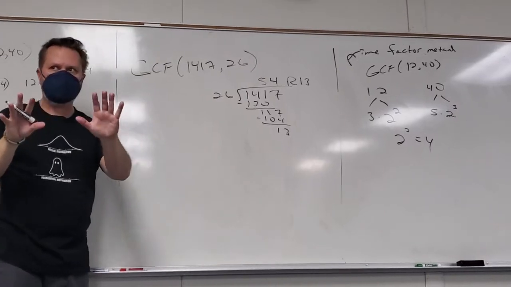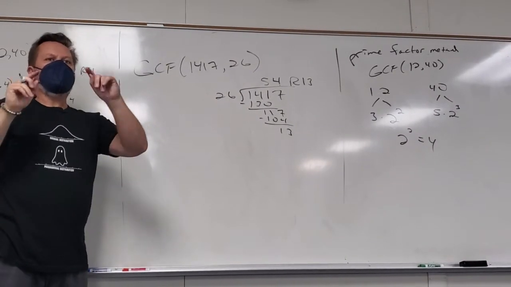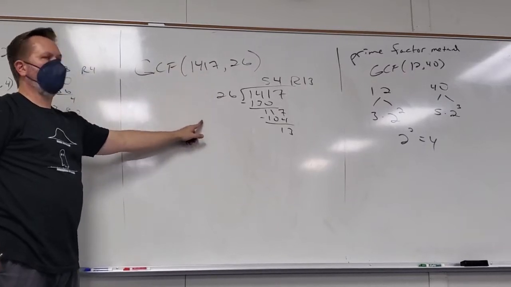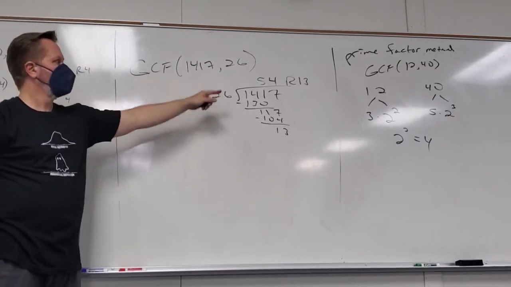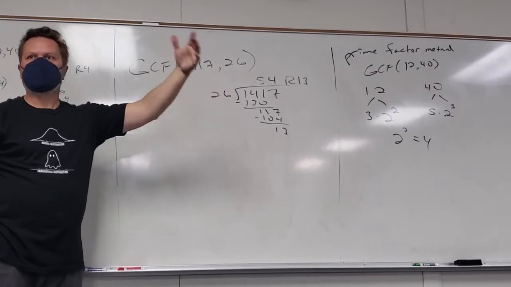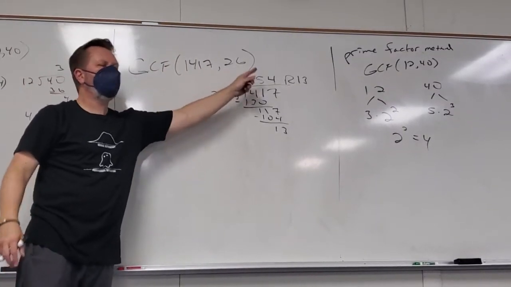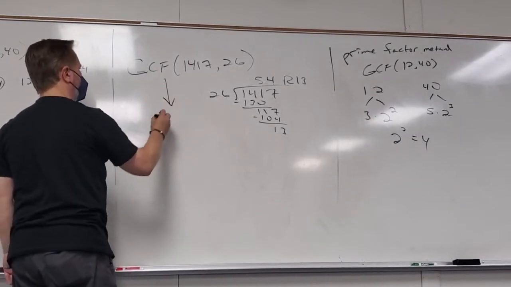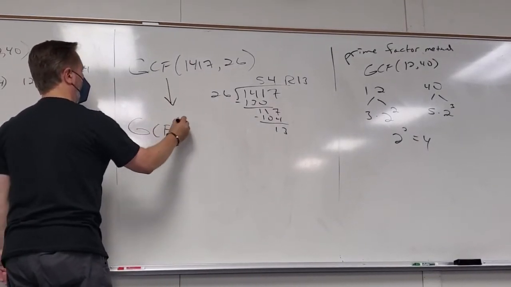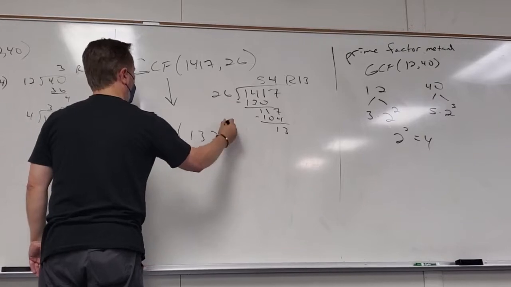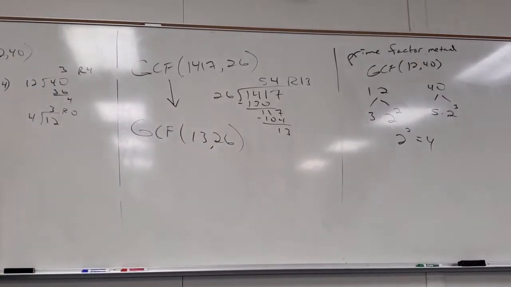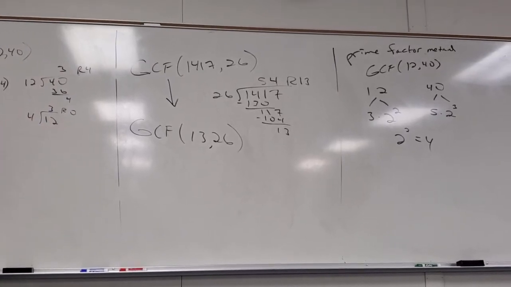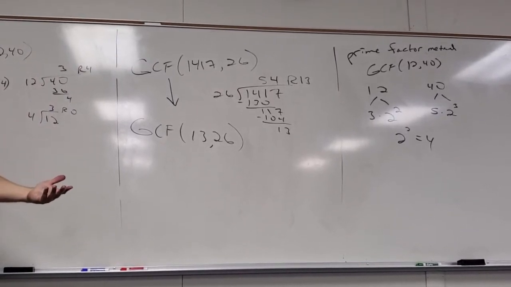So what that means is, if I did subtract 26 until I got this number down small enough, I would end up with 13. I would subtract 26 54 times. So this is equivalent to this. And that one you can tell on sight what it is, right? What's the GCF of 13 and 26? 13, right?